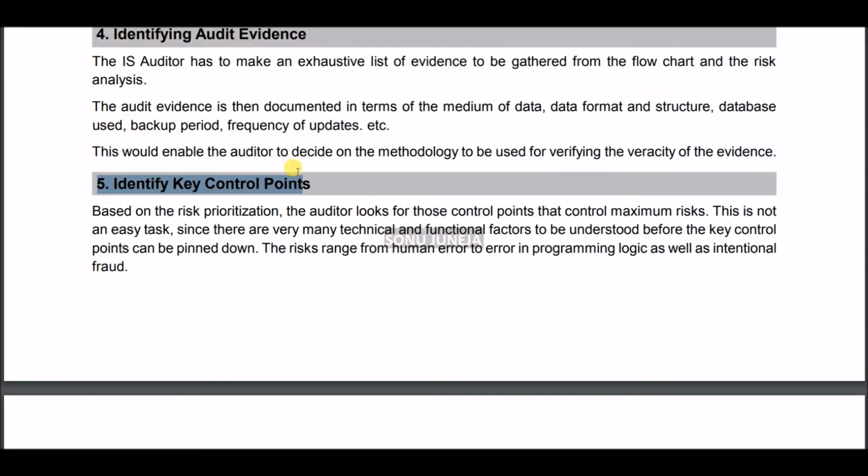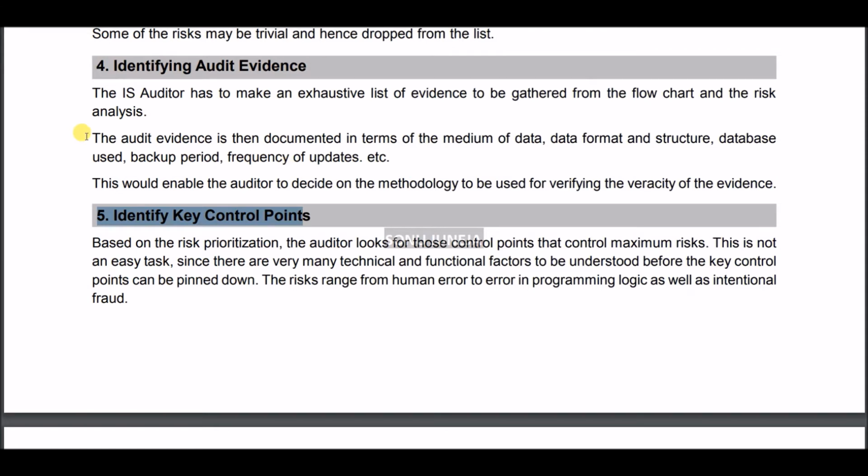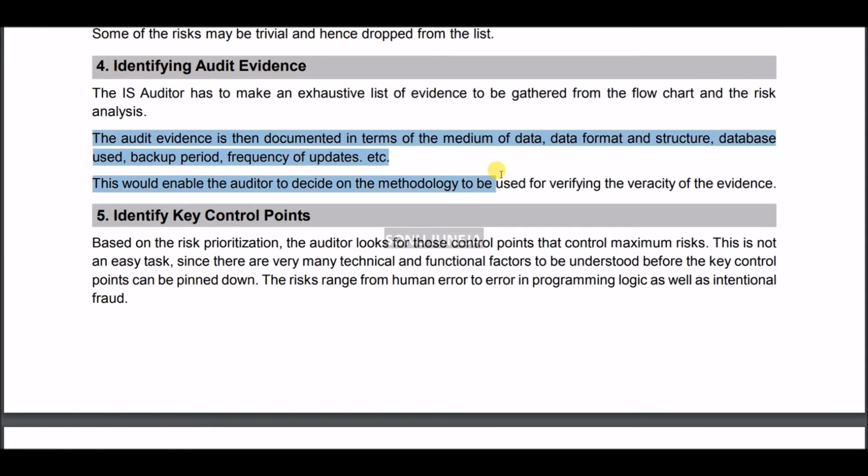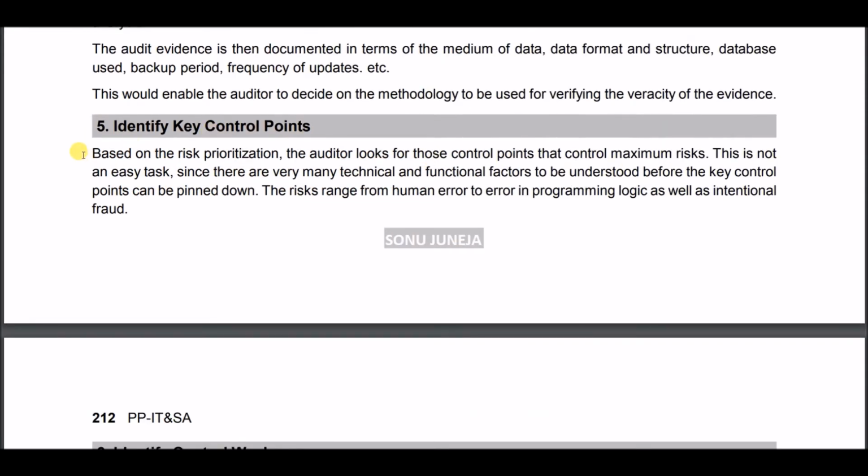identify the key control points. I believe the above one has nothing to explain. So I'm moving to the fifth one. So based on risk prioritization, the auditor looks into those control points that control the maximum risk.